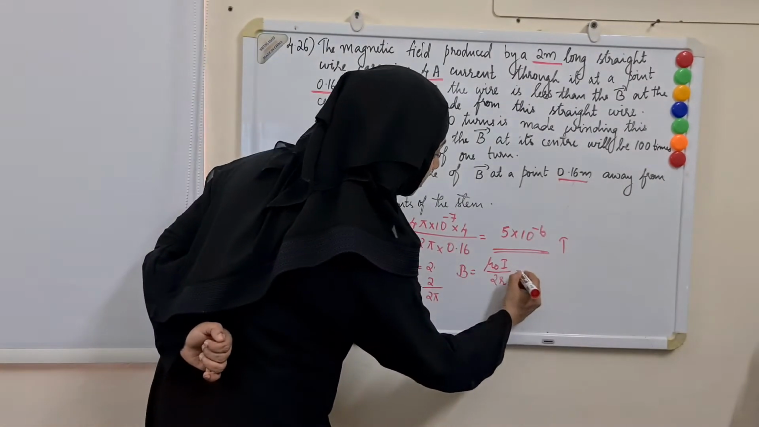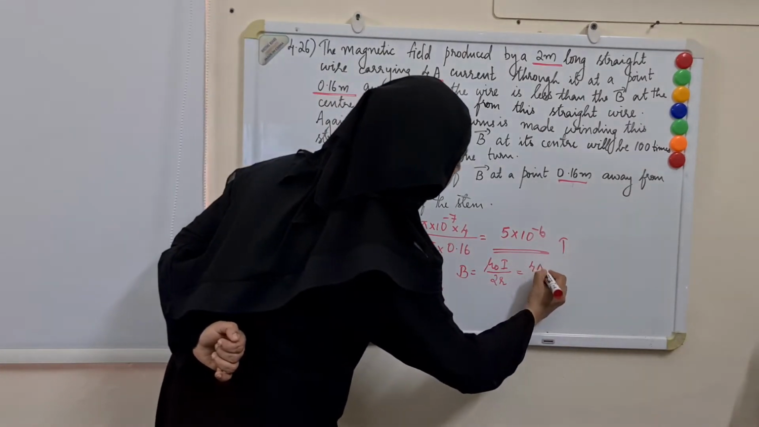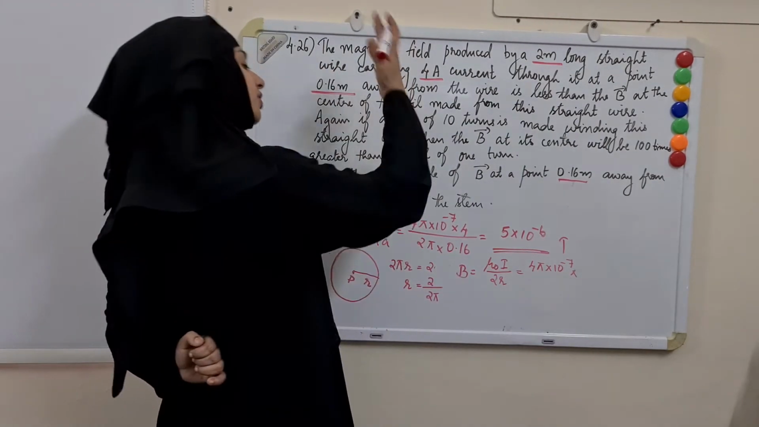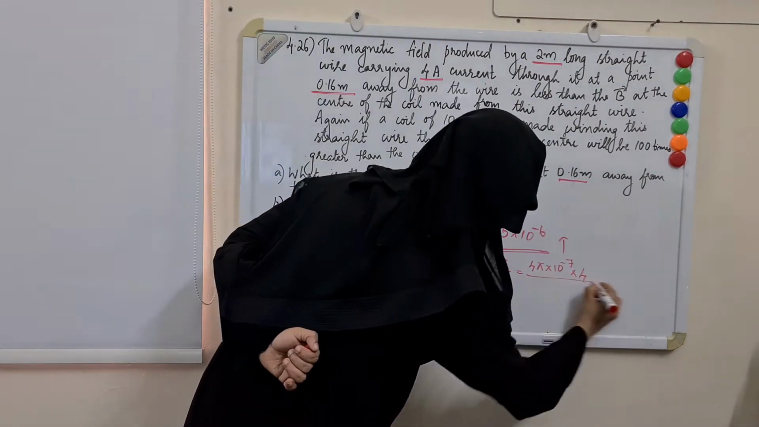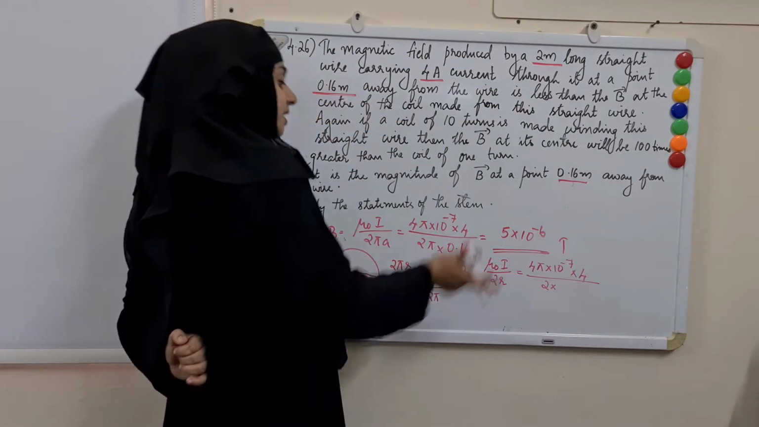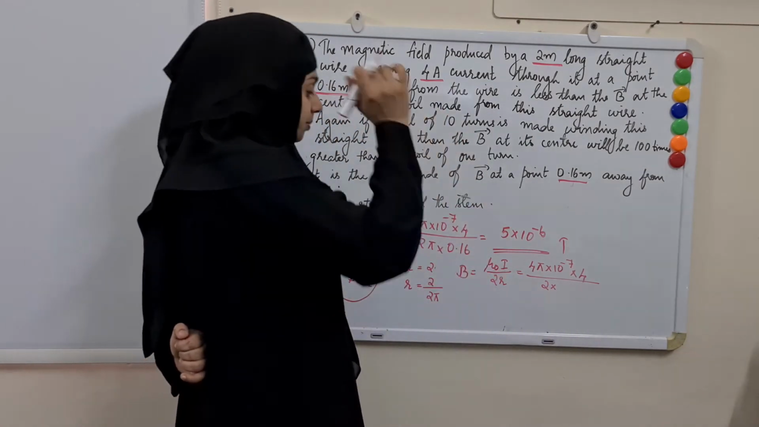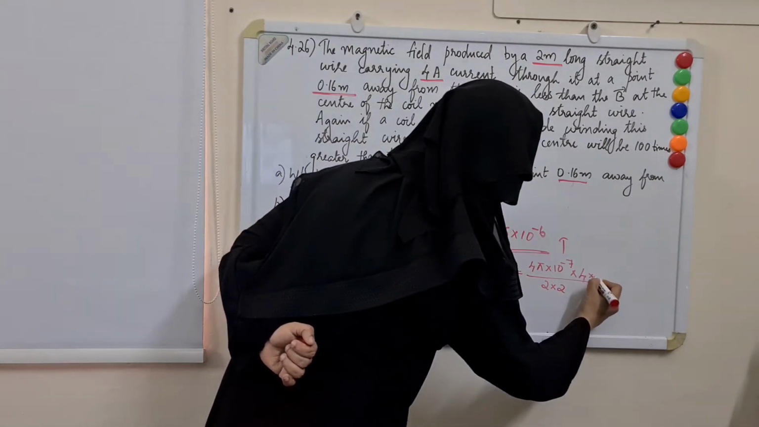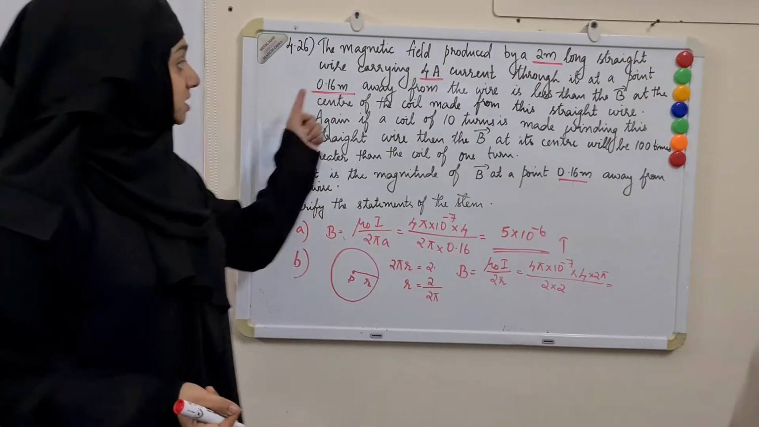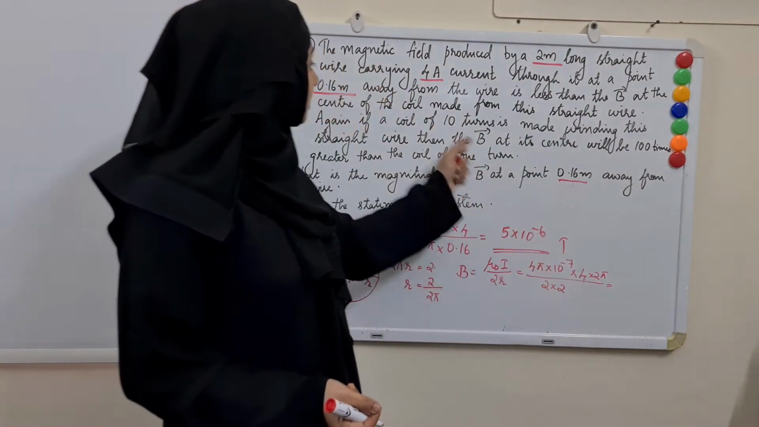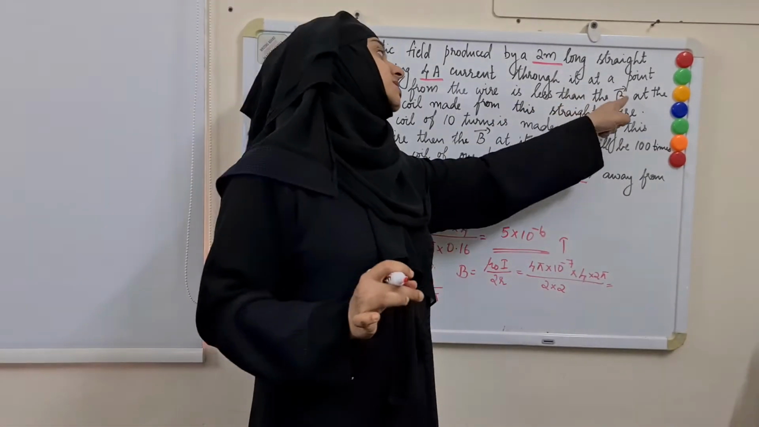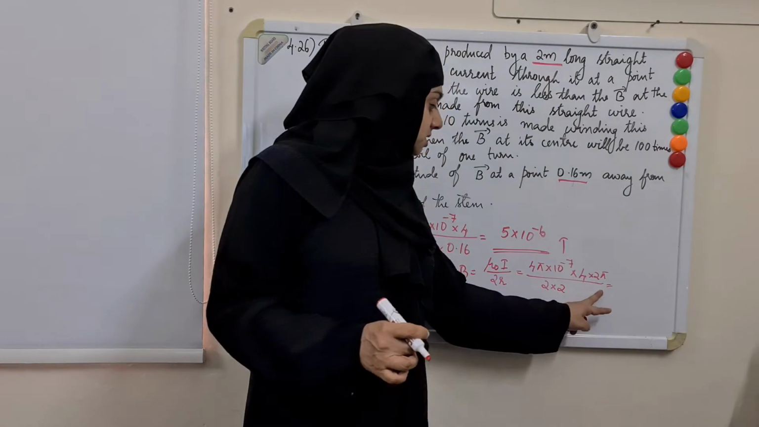So this is equal to mu naught, we know, 4 pi times 10 raised to minus 7. And what is I? 4 ampere divided by 2 times 2 by 2 pi. So 2 pi will be going up. So you have to find the value. And the statement is that the value for the straight wire will be less than what we get here. Let us see what we get here.